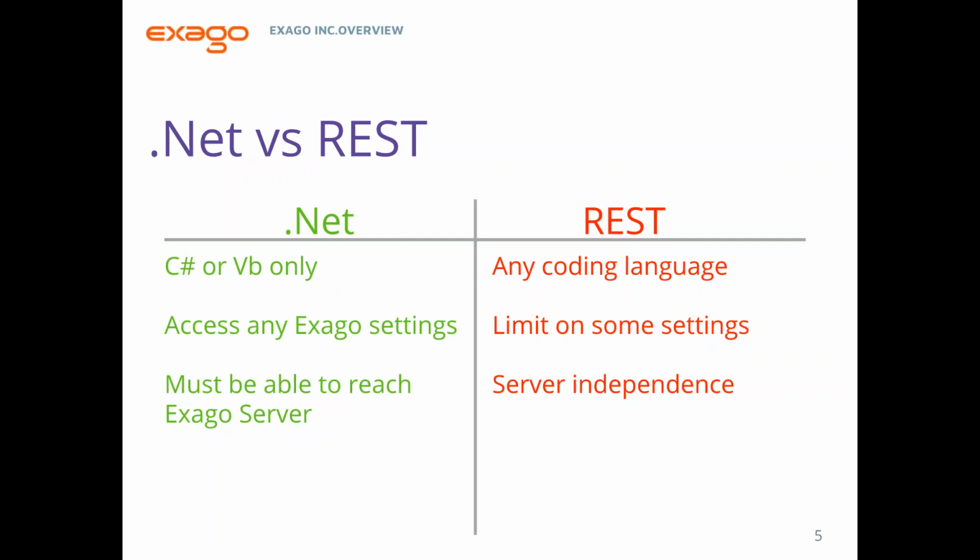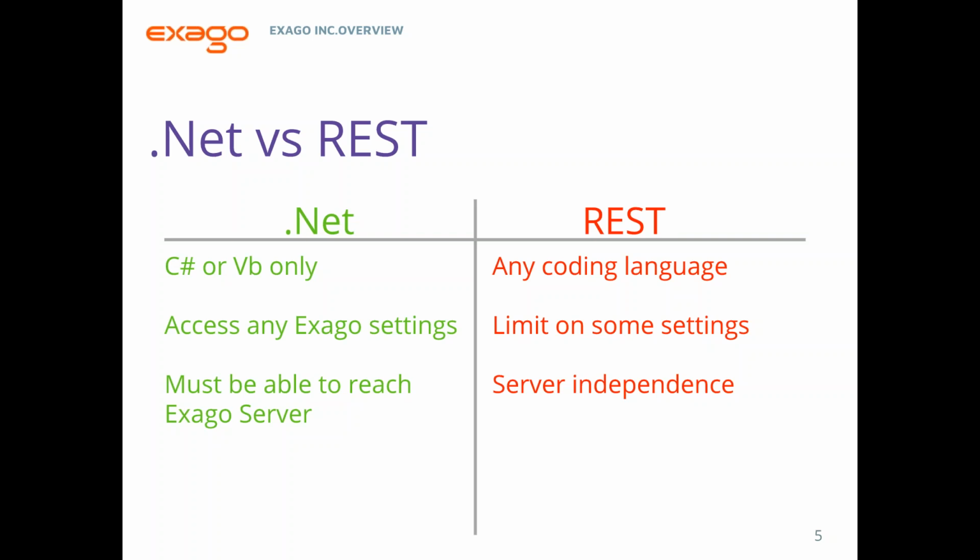The power of the .NET API, and the reason if you're programming in these languages, we may recommend it for you, is that it can access any Exago setting at all. So it's really the same engine that our application layer is built on top of.